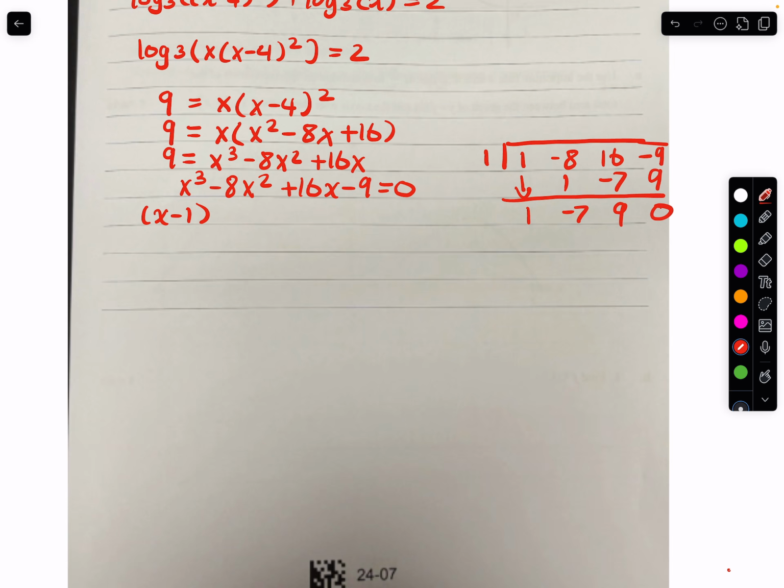It has to be equal to 0. You have no remainder. So then these are your new coefficients: x squared minus 7x plus 9 equals 0. So much better.